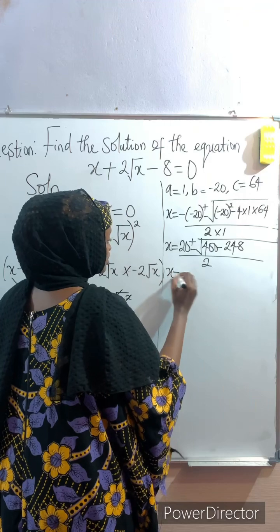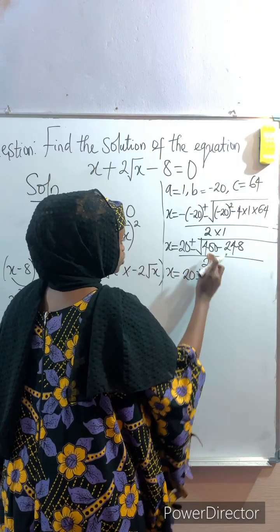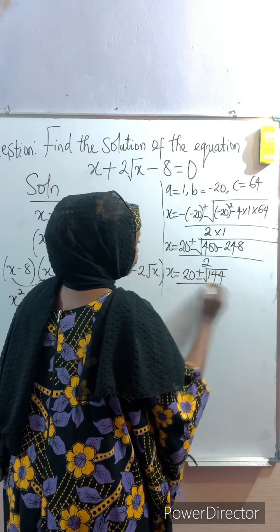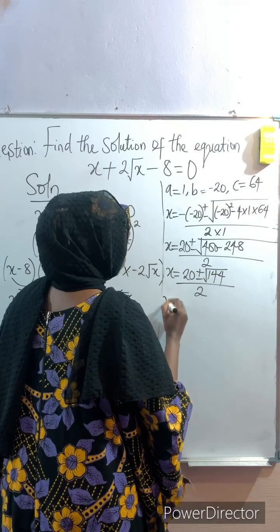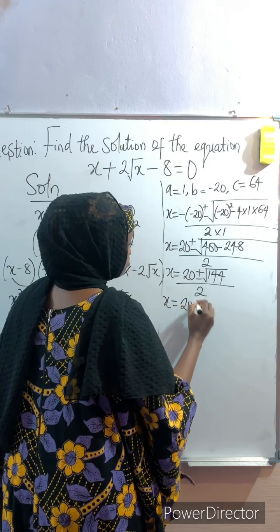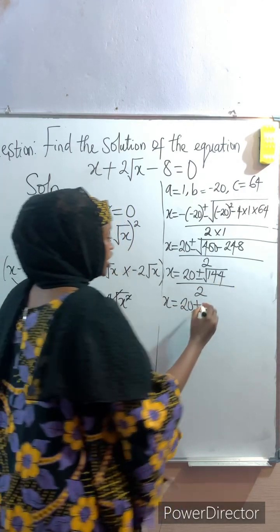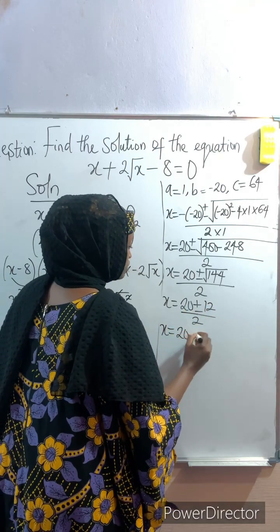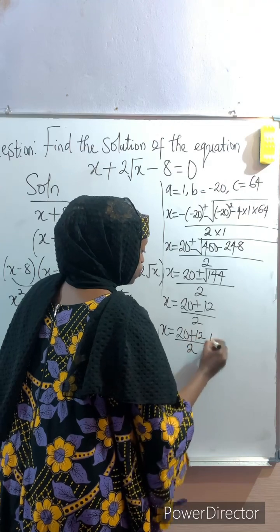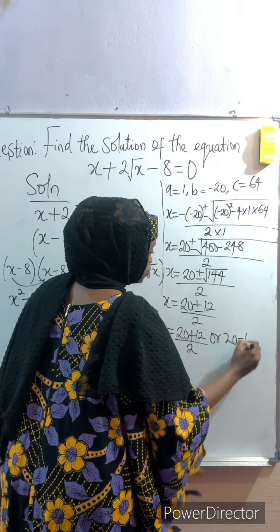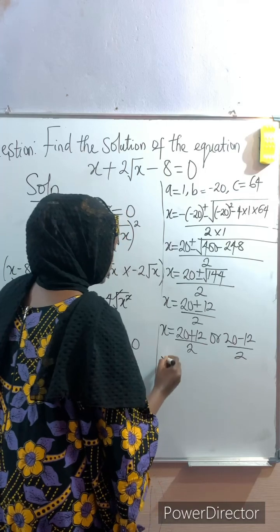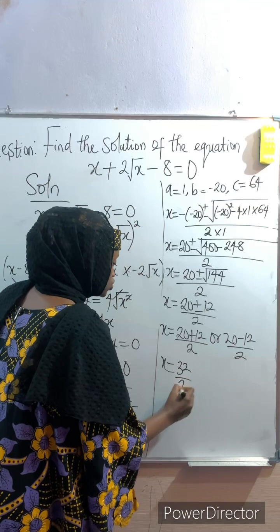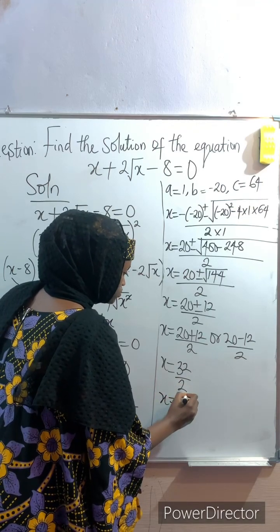So from here we have that x is equals to 20 plus or minus 400 minus 248 gives us 144. So we have square root of 144 here all over 2. So x is equals to 20 plus or minus square root of 144 is 12 all over 2. So here we have x is equals to 20 plus 12 all over 2 or 20 minus 12 all over 2. And from this point, we have the 20 plus 12 gives us 32, and we divide 32 by 2, and here gives us x equals to 16.